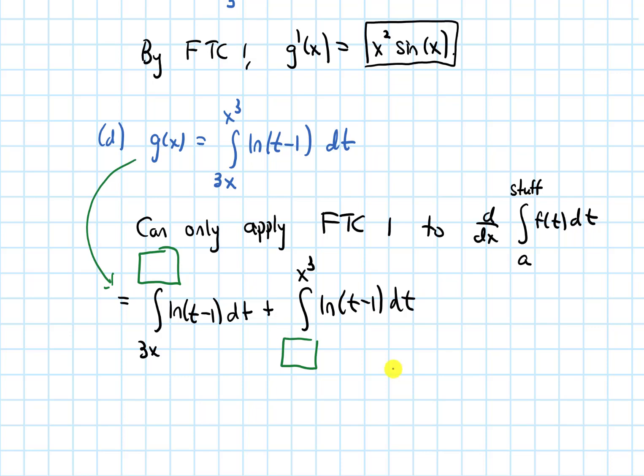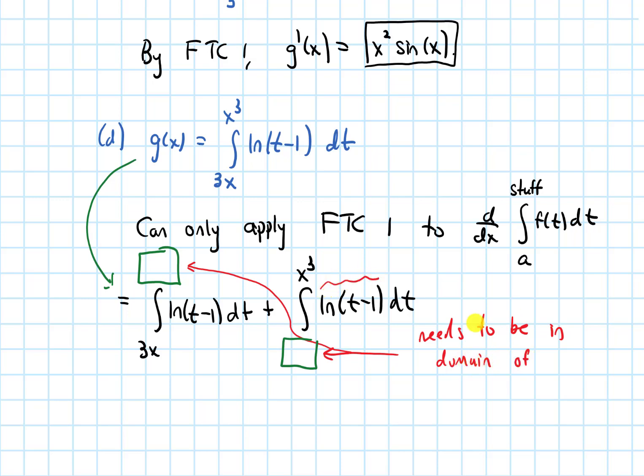Okay, so in this box, we have to be putting the same number, because this is just one of our integral properties, that when we add 2 integrals like this, it'll end up being one integral that goes from 3x to x to the third. But the number that goes in here needs to be in the domain of that inside function.